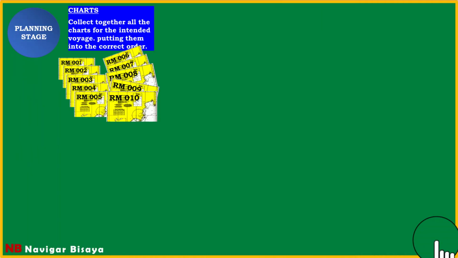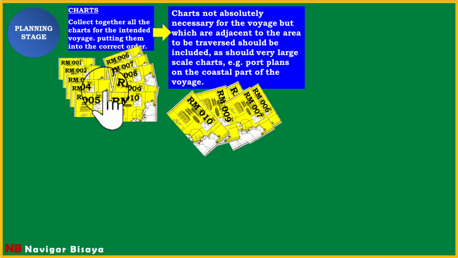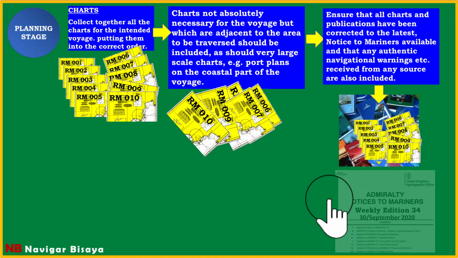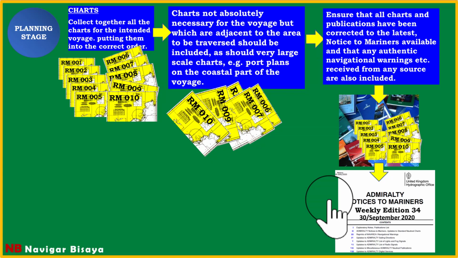So, charts will be collected together. Charts that are not absolutely necessary for the voyage but which are adjacent to the area to be traversed should be included, as should very large-scale charts or plans on coastal parts of the voyage. The officer of the watch shall ensure that all the charts and publications have been corrected to the latest notice to mariners available on board, and that any authentic navigational warnings received are also included.